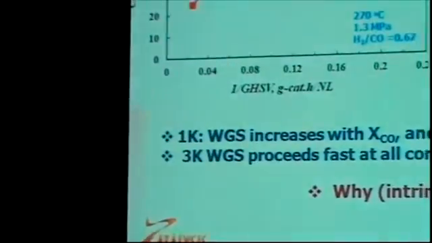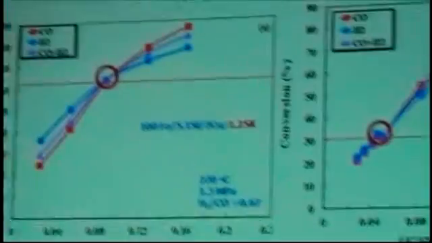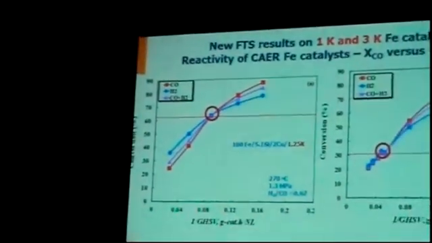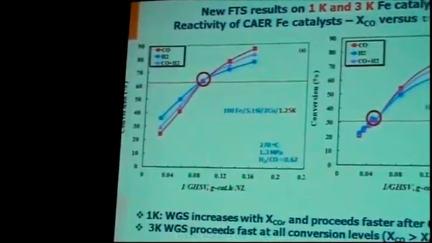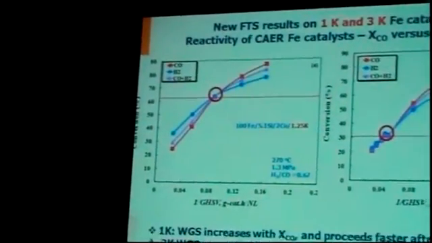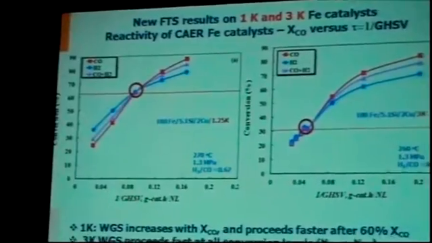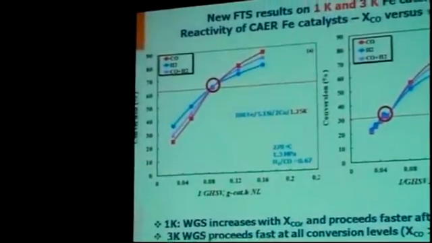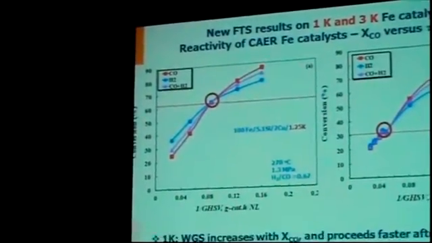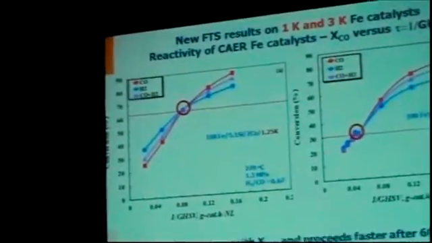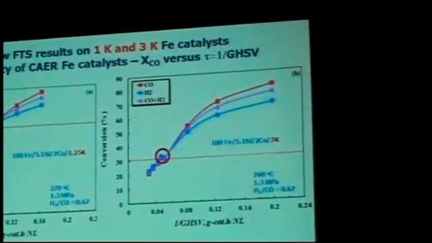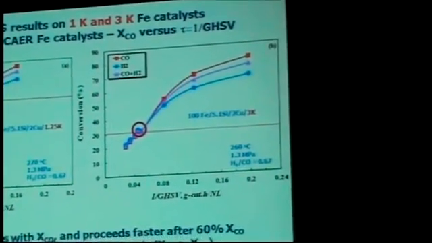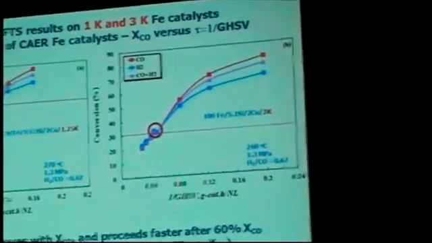We can find that on the 1K catalyst, hydrogen conversion, the blue line, is initially greater than CO conversion. But as conversion increases with contact time, the CO conversion exceeds the hydrogen conversion, red and blue. Apparently, this suggests that the water gas shift reaction increased significantly at high conversion levels.